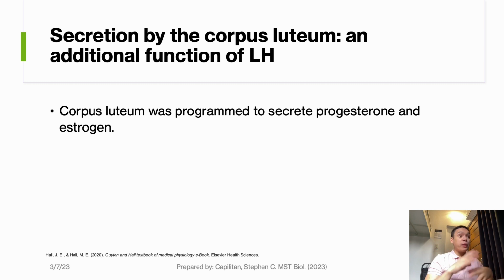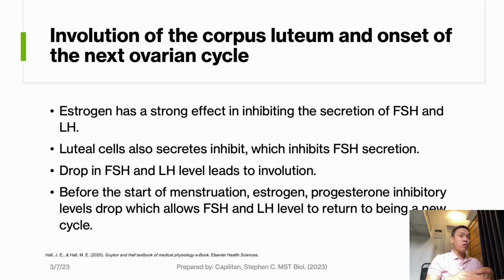The corpus luteum is programmed to secrete progesterone and estrogen. Involution of the corpus luteum and onset of the next ovarian cycle occur since estrogen has a very strong effect in inhibiting the secretion of FSH and LH. Luteal cells also secrete inhibin, which inhibits FSH secretion. A drop in FSH and LH levels, as we can see earlier in the graph, leads to involution, and before the start of menstruation, estrogen and progesterone inhibitory levels drop, which allows the FSH and LH levels to return to begin a new cycle.